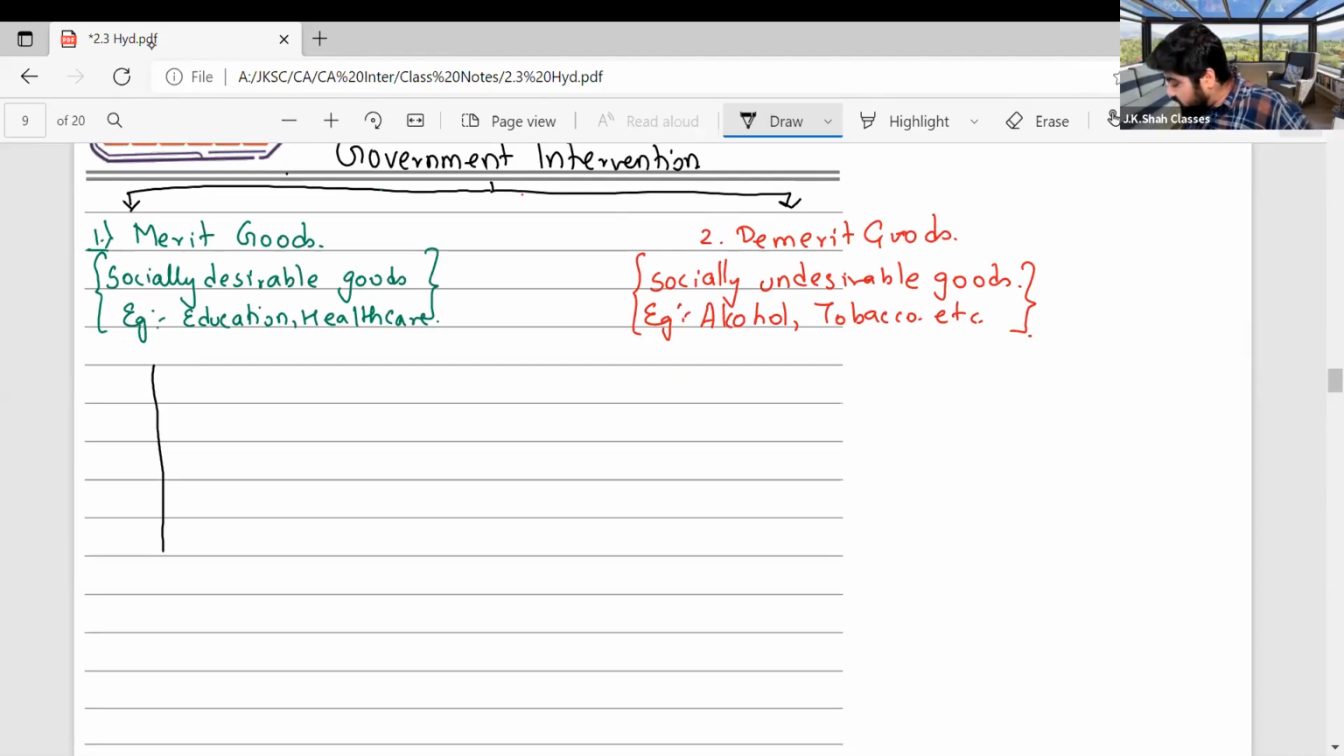So there is one y-axis and x-axis. On y-axis, we are going to write down price. On x-axis, it will be quantity. This is for merit. Yes, Rishabh. Demerit, I have not even started now, Rishabh.